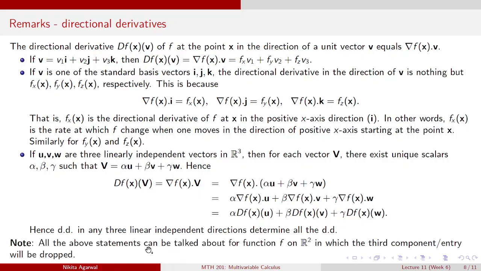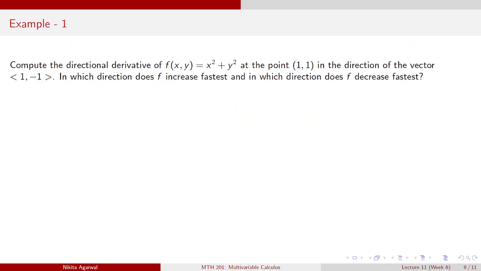And note that all the above statements can be talked about for a function on R2, in which the third entry will be dropped. Okay, so you won't have a k component. Okay. So let us look at this example.